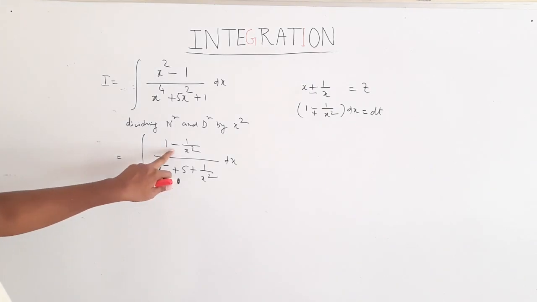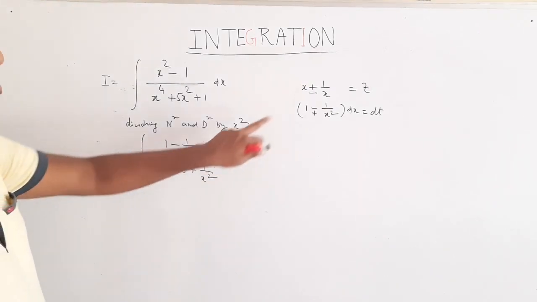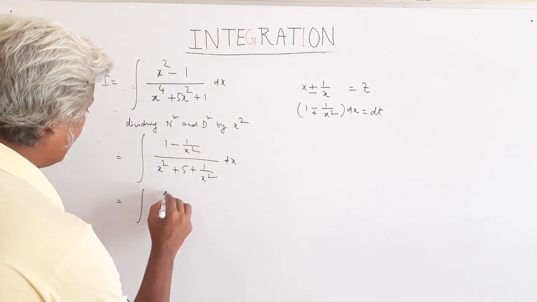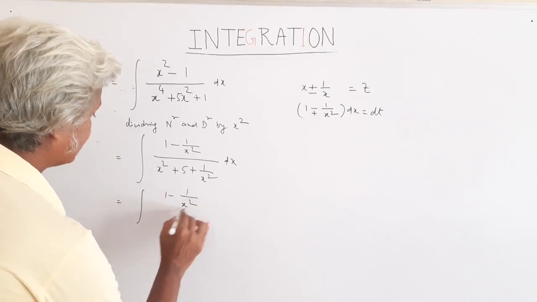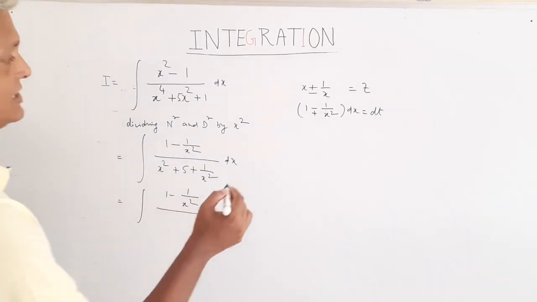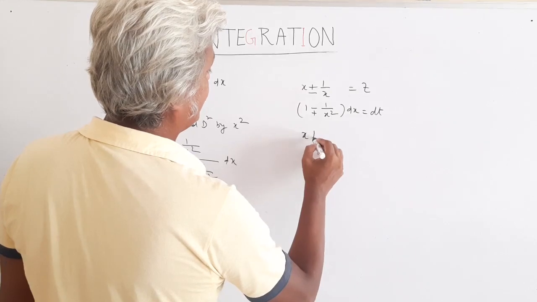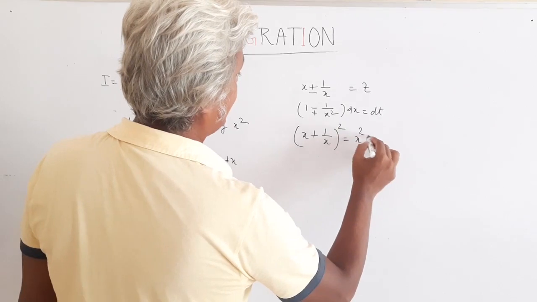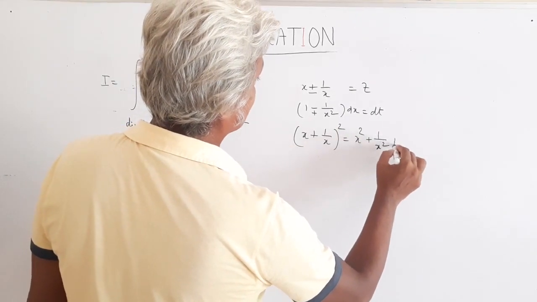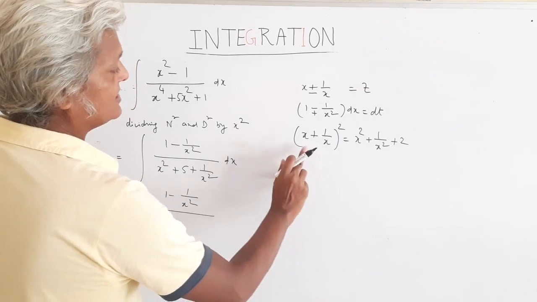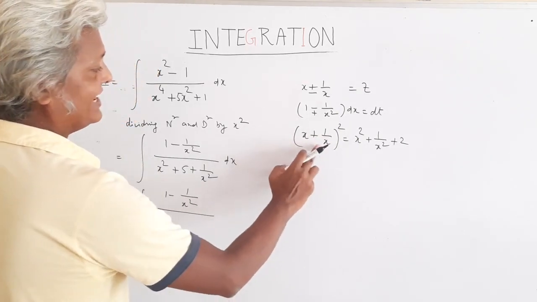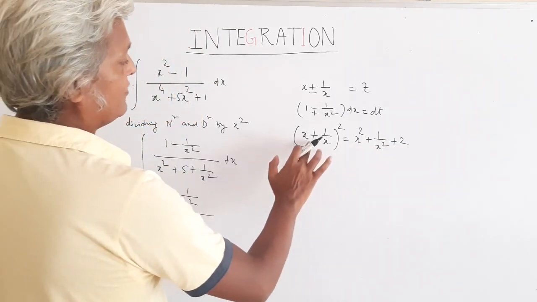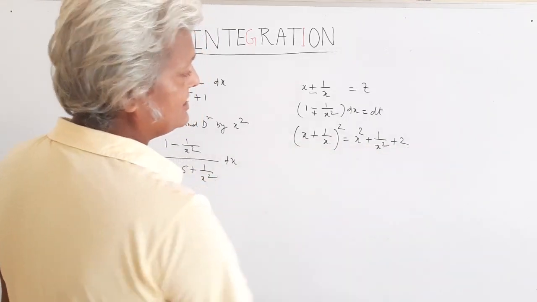So what we have is 1 minus 1 over x square, which means our denominator should go into the form of x plus 1 over x whole square. This is the formula which everybody might have learned in class 10: x plus 1 by x whole square is x square plus 1 by x square plus 2. This is the 2ab term. Since x and 1 by x are reciprocals of one another, at the place of 2ab you are getting this 2, because the product of a number and its multiplicative inverse is always 1.